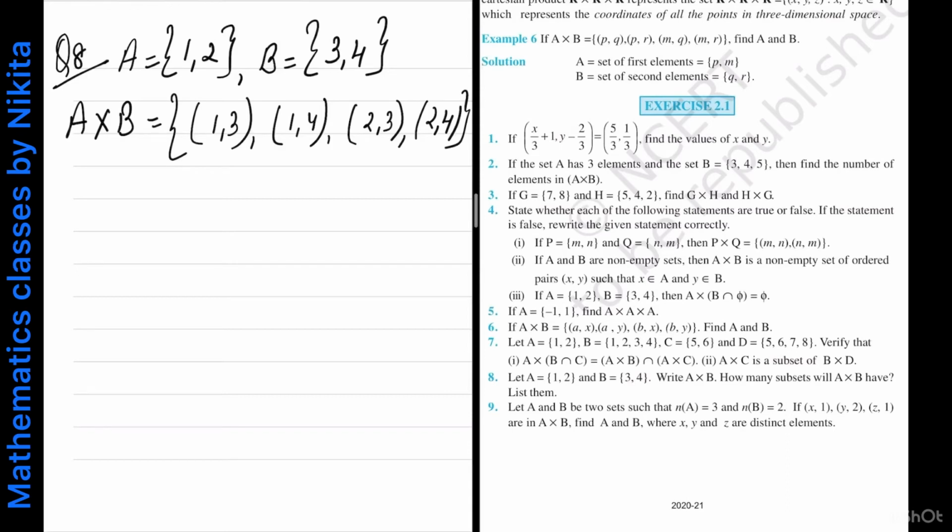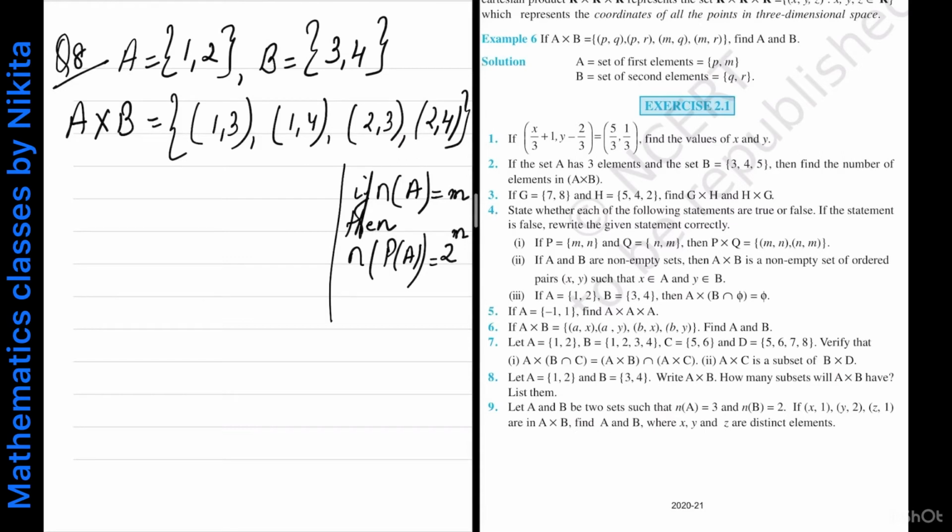Now the next thing is you have to find the subsets of A cross B. How many subsets will A cross B have? So all the subsets, and you have to list them. Now I told you in the first chapter of sets that if the number of elements in A is equal to n, then the number of elements in the power set of A is equal to 2 to the power n. So recall, if n(A) is equal to m, then the number of elements in the power set of A is equal to 2 raised to the power m.